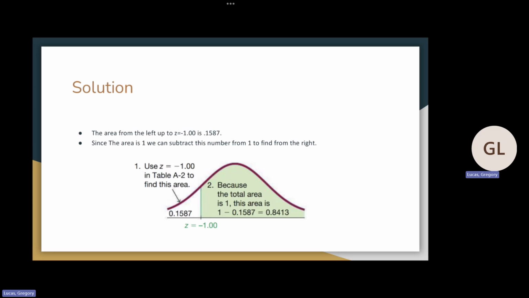So if the area from the left is the following, so this is what we noticed on our chart, z equals -1, probability is 0.1587. Since the area is 1, which is a very nice property, we can subtract this number from 1 to find the right. So on the left side, we have this probability, and then we do 1 minus to find the probability over here. So to summarize, the probability to have more than a -1 z-score for bone density would be about 84.13%.